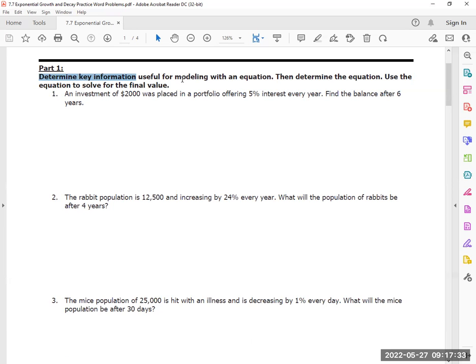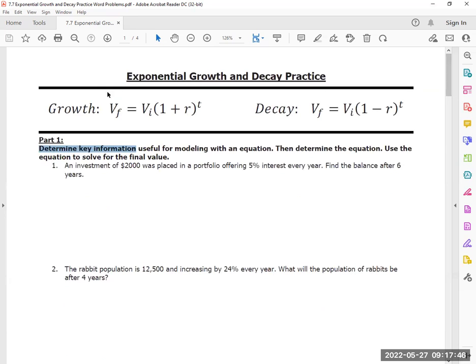Use the equation to solve for the final value. All right, here we go. I'm going to read it slowly. It's up to you to pull out the information you need. By information you need, take a look at these formulas here. When we're talking about growth, when we're talking about decay, the formula will change.